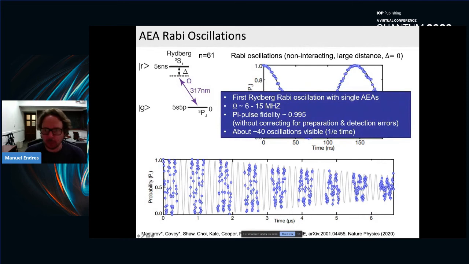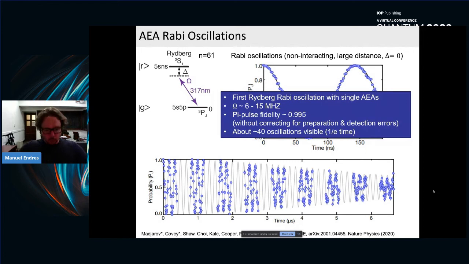The Rabi frequencies we reach are 6 to 15 megahertz, depending on exactly how we scale things. The pi pulse fidelity to go basically to R is around 99.5%, and this is without correcting for preparation and detection errors, which is also nice. And we observe here around 40 oscillation cycles. We have some newer data where this is closer to 60, actually. So the long-time coherence is actually quite good.